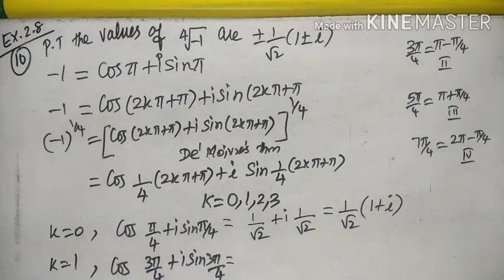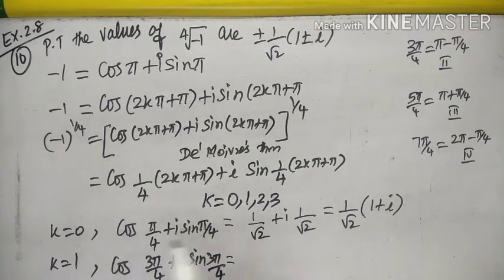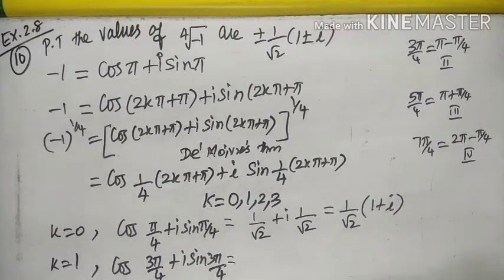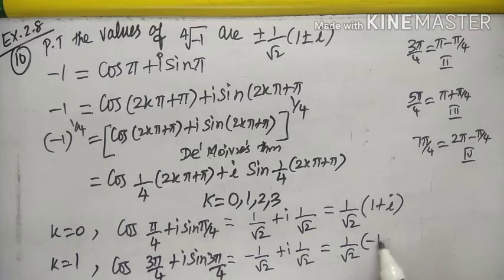So, for the given question, the very first idea is: in the first quadrant, both are positive. When I am in the second quadrant, cos is negative and sin is positive. So this is minus 1 by root 2, whereas this is plus 1 by root 2 only. Taking 1 by root 2 common, it is minus 1 plus i.